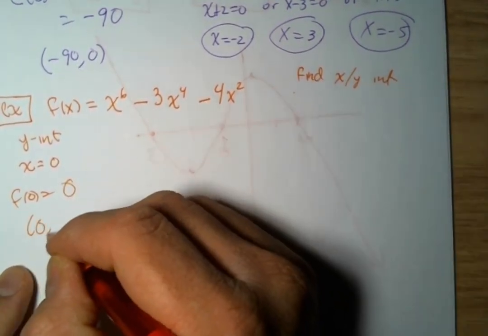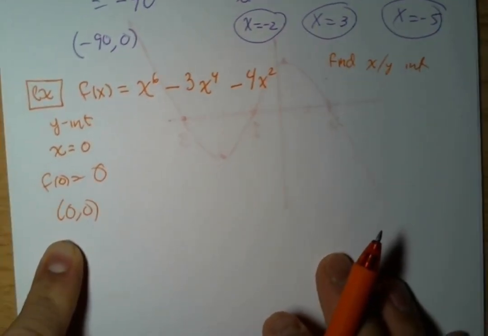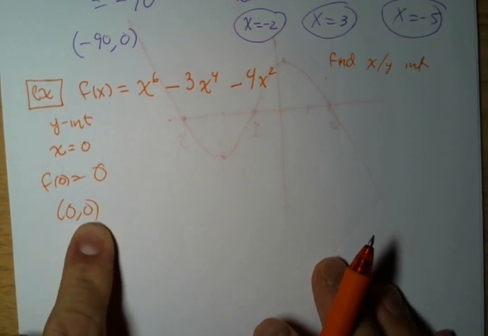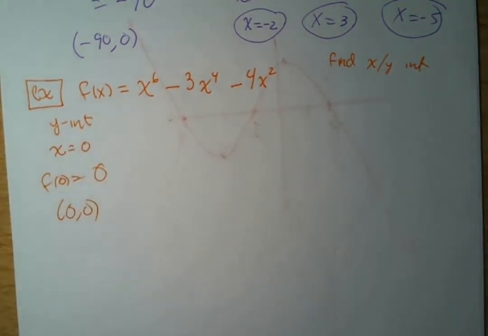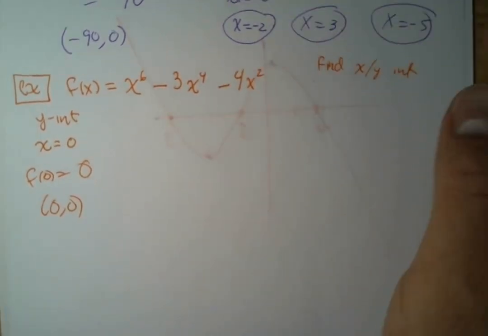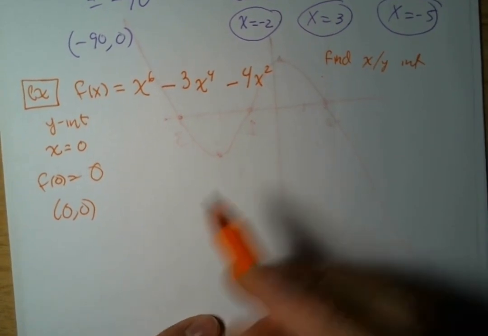All right, so my y-intercept is the origin, which also happens to be an x-intercept as well, right? Because y is 0 there as well. And that will show up in the second part here, but just keep that in mind. We actually already found one x-intercept as well. That one came in for free.